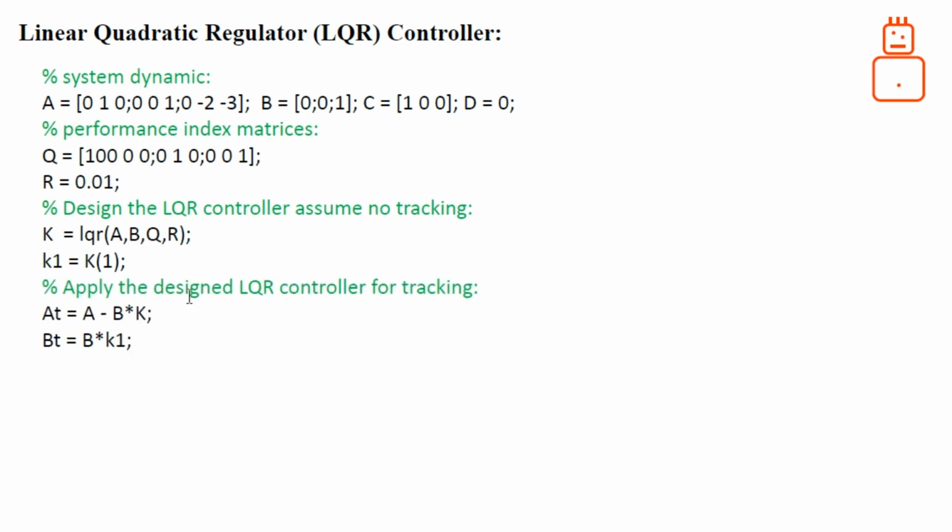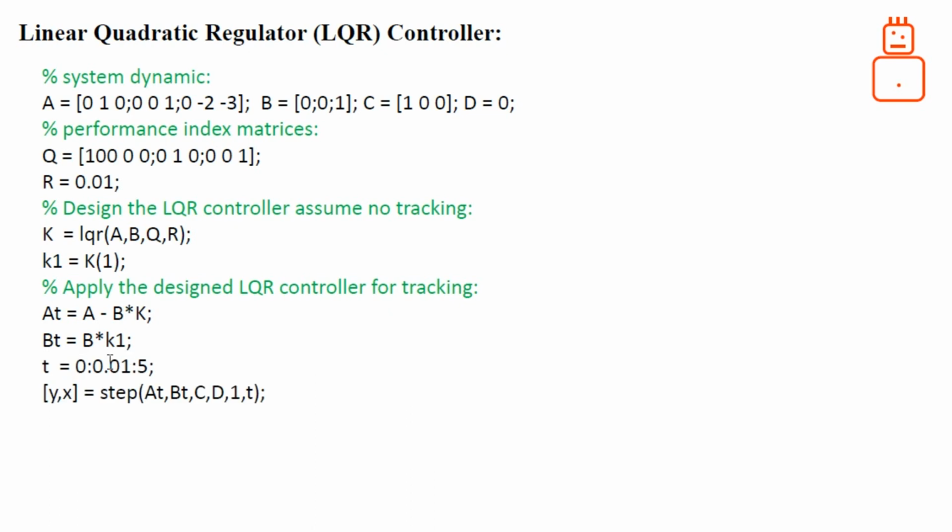Now apply the designed LQR for tracking. First we need to rewrite this dynamic as our state. So basically the control action is embedded in the state matrix, whereas the new control matrix is just the first value of the computed K, the control gain matrix here.